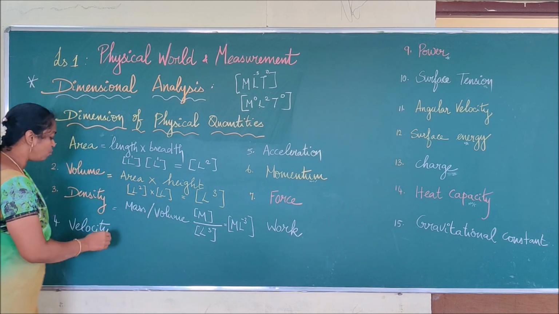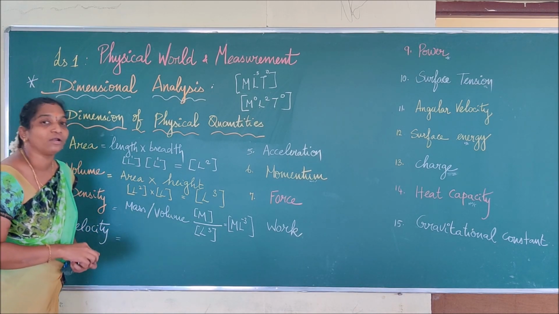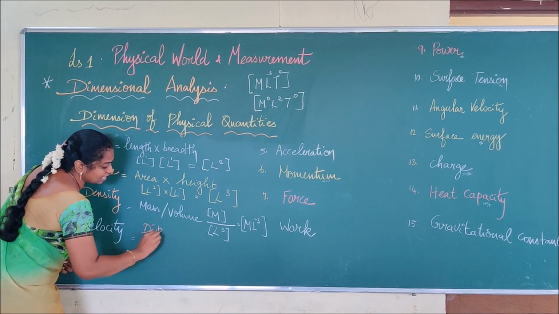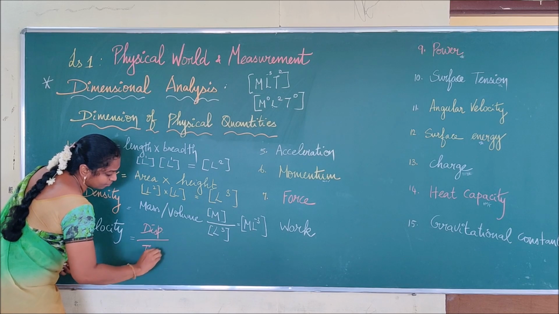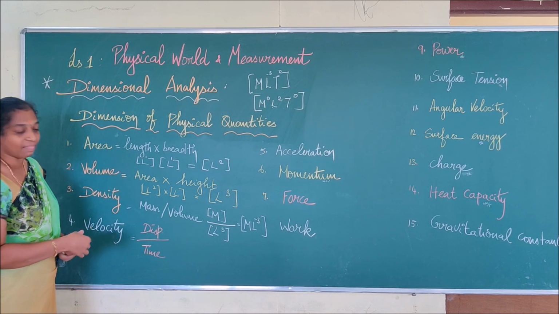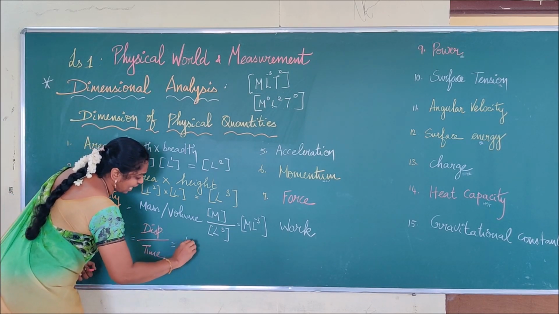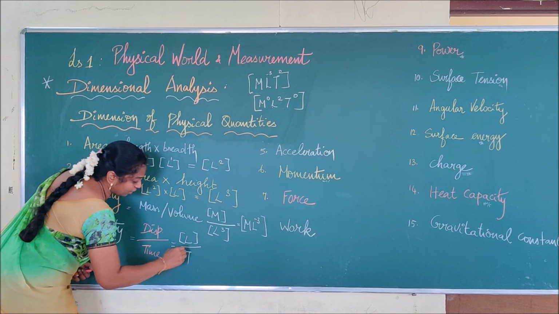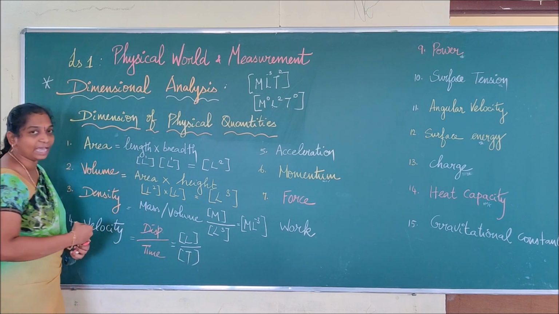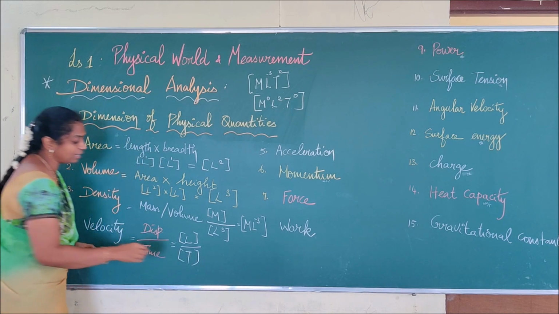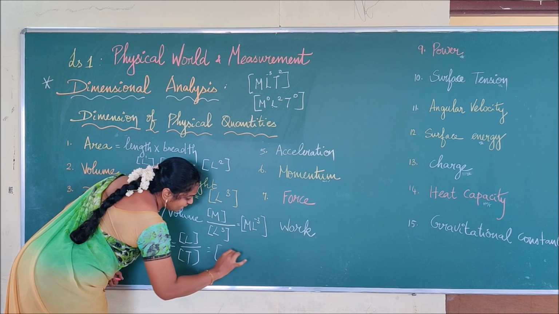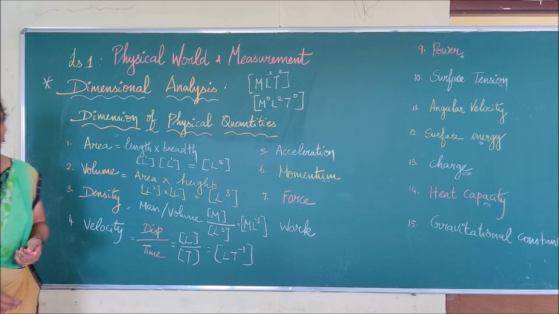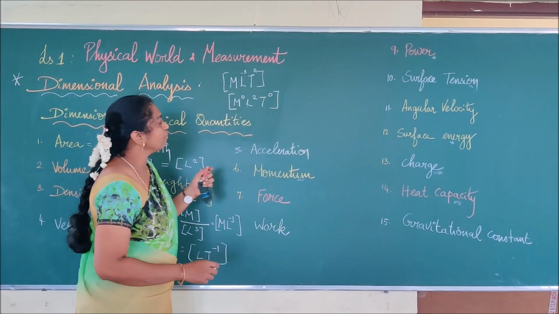Right. Now we move to the last one, velocity. We have already seen that. What is velocity? Velocity is nothing but displacement by time taken. Displacement is what? It is length. So you can say the displacement is L by T. So we have to include the square bracket, otherwise the dimension is wrong, right? Therefore, it becomes L T power minus 1. So that is the dimensional formula for what? Velocity.